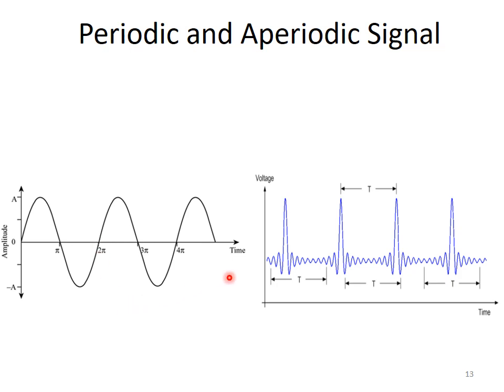And this one is another waveform which looks like an ECG signal of a human being, and you can see the ECG signal is repeating itself after some fixed time pattern. That fixed time pattern is called the time period of the wave.